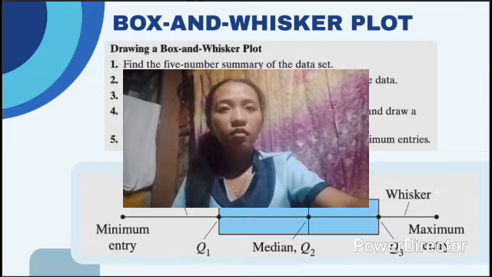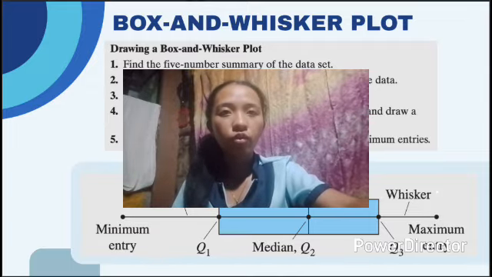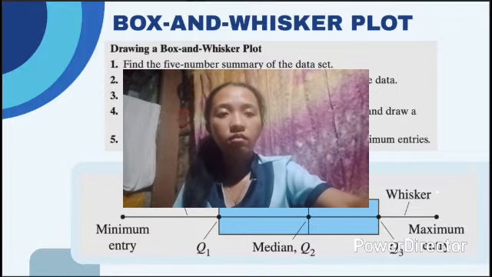So the box plot is based on the 5-number summary, which includes the minimum value, the first quartile, median, the third quartile, and the maximum value. So the box represents the middle 50% of the data, extending from quartile 1 to quartile 3. Inside the box, a line marks the median, showing the central value of a data set.